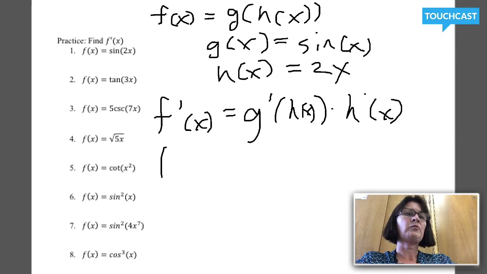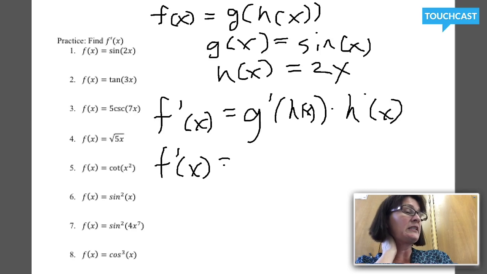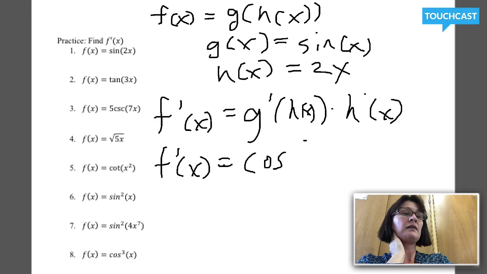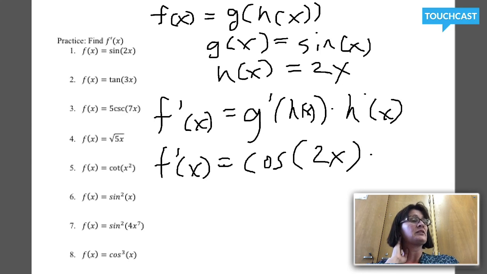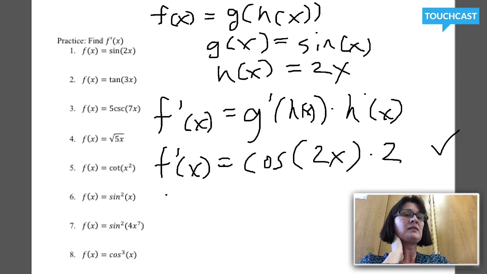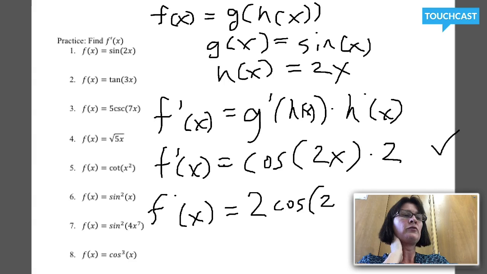So f prime of x here, g prime, what's the derivative of g? Well, g was sine of x, this is going to be cosine of, the inside should stay the same, the inside was 2x, times h prime of x. Well, if h of x is 2x, then h prime of x is 2. This is a great answer, but notice if you're taking the multiple choice test, that's going to be simplified. The more normal notation for that is 2 cosine 2x.